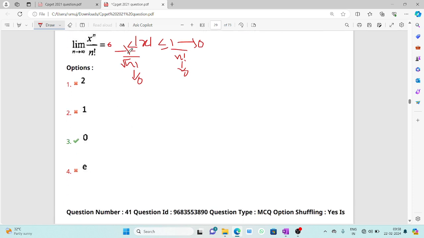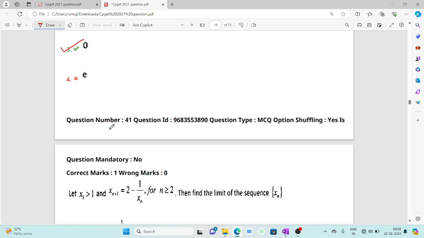That is a direct statement. It is going to 0. So option 3 is the correct option for that question.